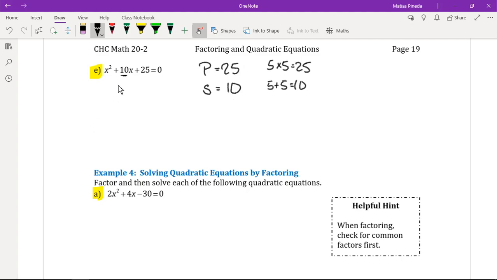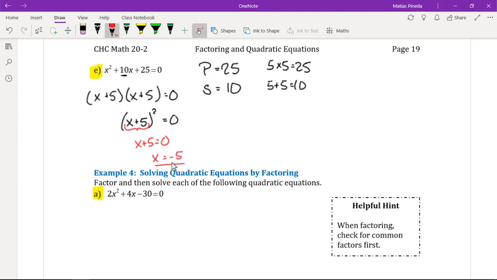They're the same numbers, so we can factor this as (x + 5)(x + 5) equals 0. And of course, this can also be written as (x + 5) squared. When will this equal 0? Well, if we pull out this binomial, x + 5 equals 0 when x equals negative 5. And there's only going to be a single root here.